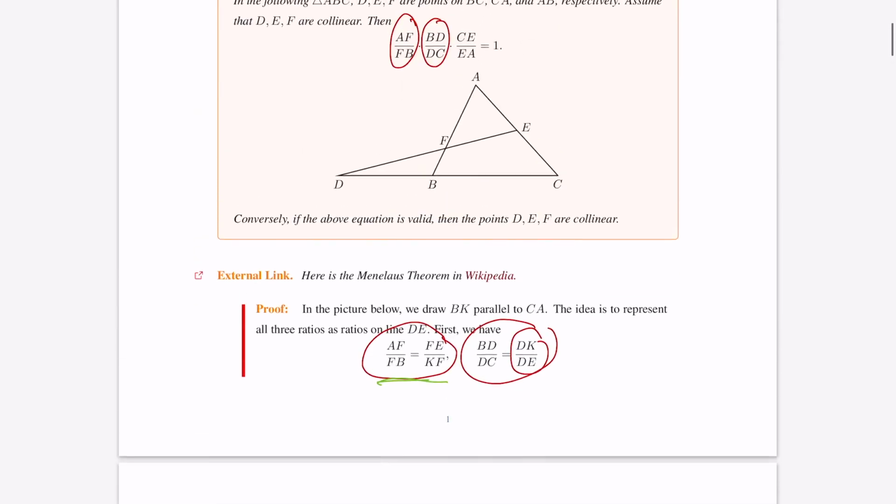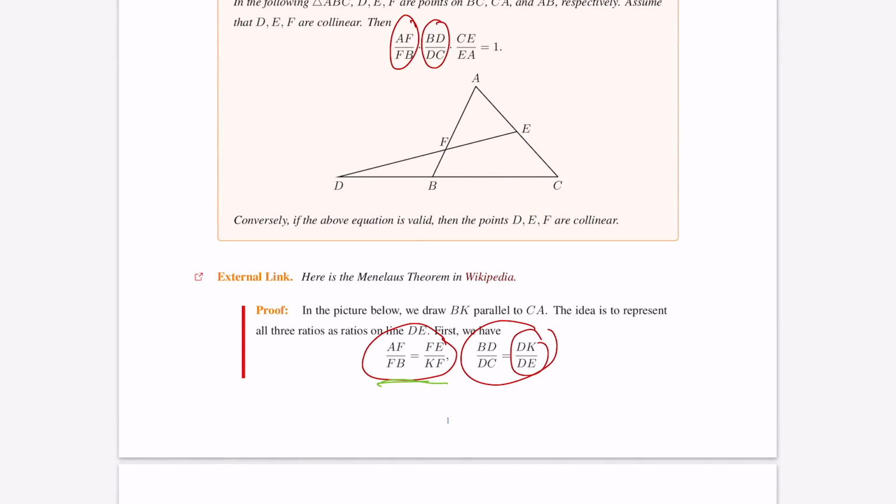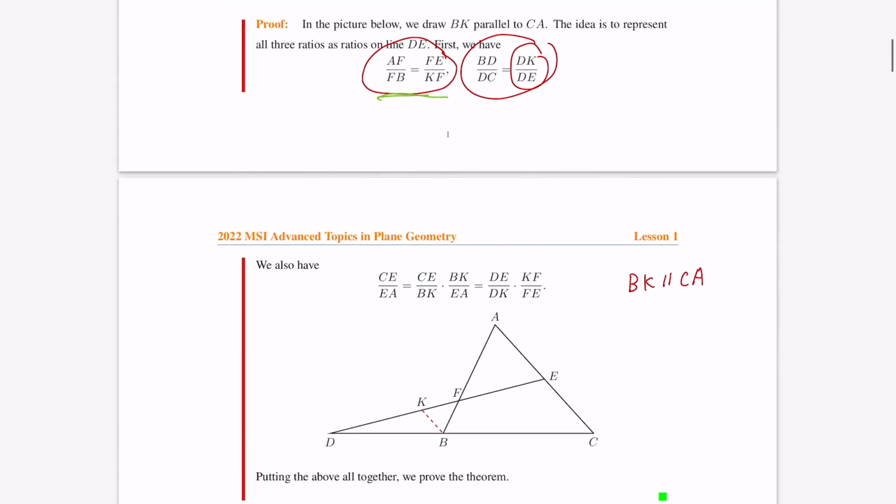How about the third one? This is a little bit more difficult. How about CE over EA? At first glance, you wouldn't see that it is related to a pair of similar triangles, but you can do this trick. CE over EA, we can divide by BK and multiply by BK. This is the trick.